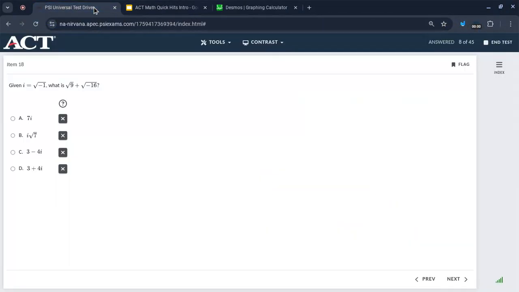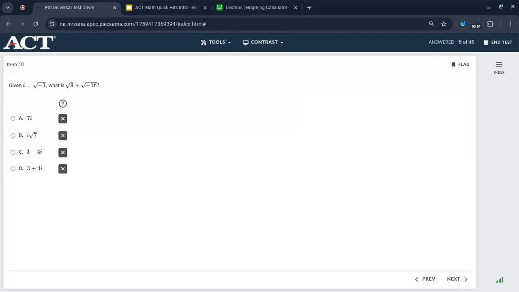All right, today's question gives us imaginary numbers. It tells us that i is equal to the square root of -1, and then it wants us to evaluate the square root of 9 plus the square root of -16. Now that we're dealing with i, Desmos is no use to us on this question. Just like in The Lord of the Rings, swords are no more use here. So we can't use Desmos for this problem.